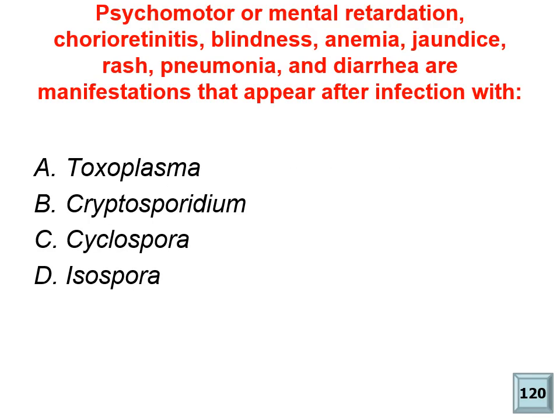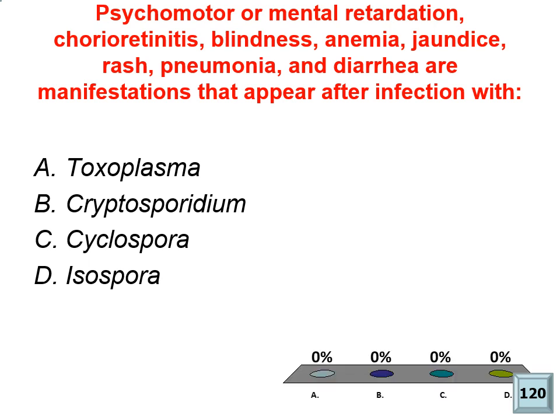A few questions related to this part. So in a case of a patient with psychomotor or mental retardation, chorioretinitis, blindness, anemia, jaundice, rash, pneumonia, and diarrhea, these manifestations appear after infection with Toxoplasma, Cryptosporidium, Cyclospora, or Isospora. Of course, the right answer is Toxoplasma, which is answer A.